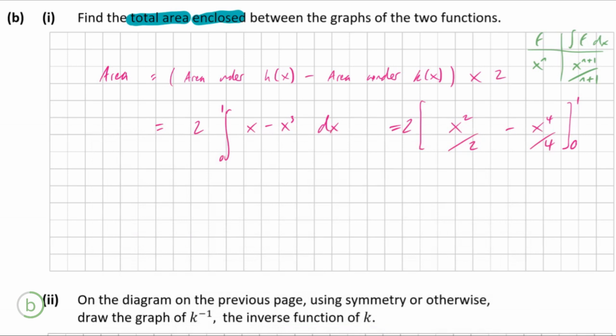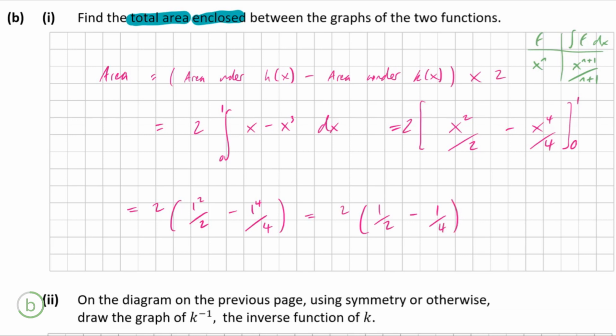Okay, so now we're just going to sub in 1. So that will give us 2 times 1 squared over 2 minus 1 to the power of 4 over 4. And you don't have to include 0 in that because you're just going to get 0 over 2 minus 0 over 4. But just keep in mind as well that if you were to integrate, let's say, a trigonometric function like sine, you would definitely keep this in because some values of sine 0 actually do have either positive or negative values. So you need to keep that in mind.